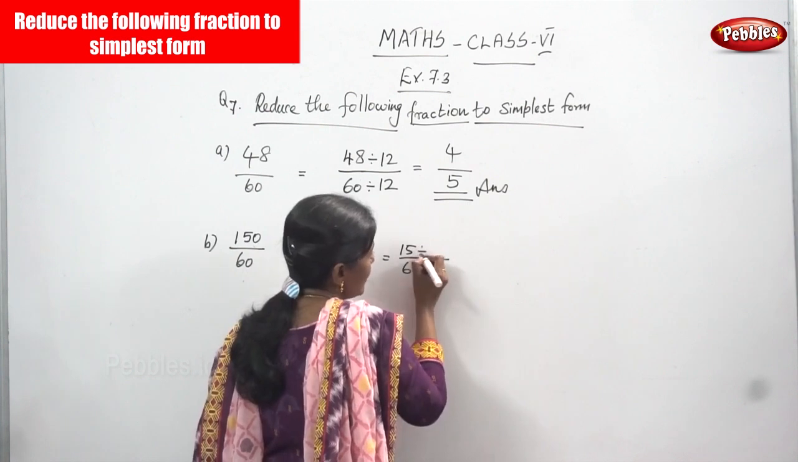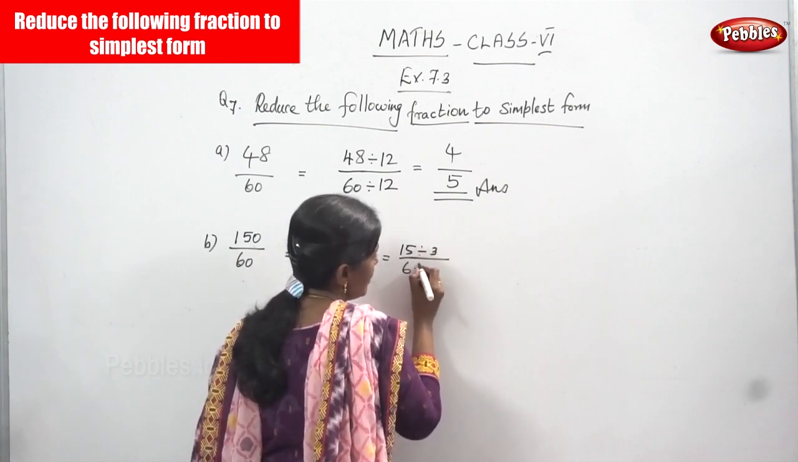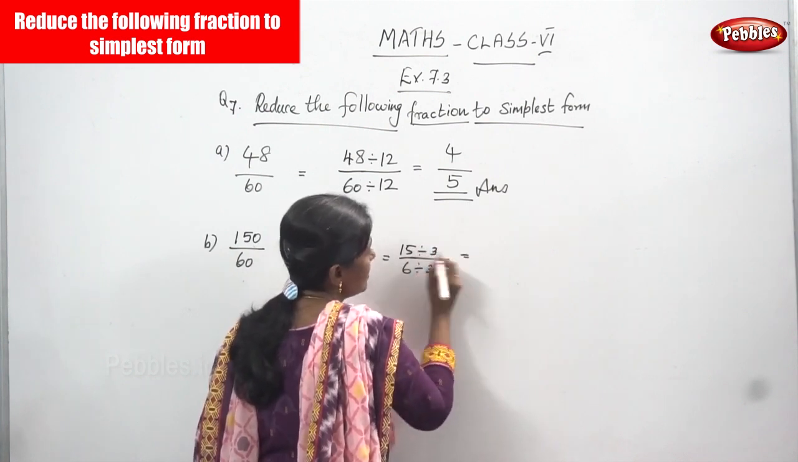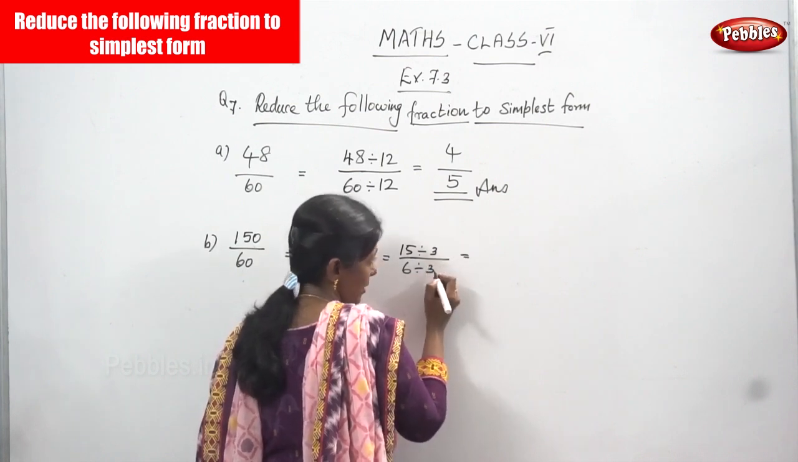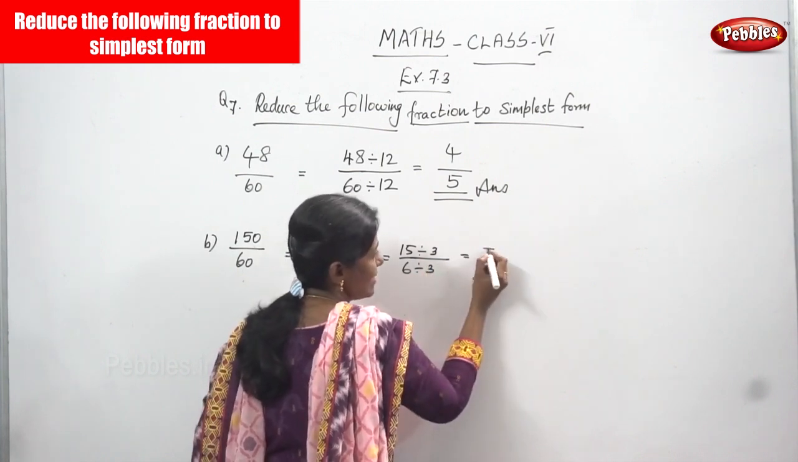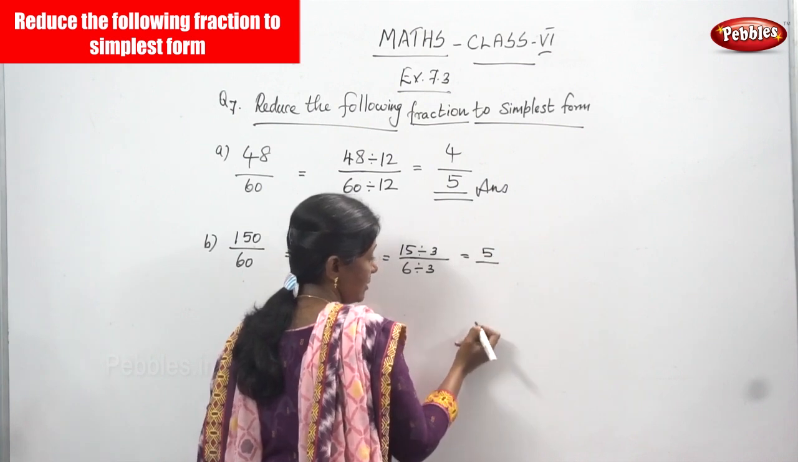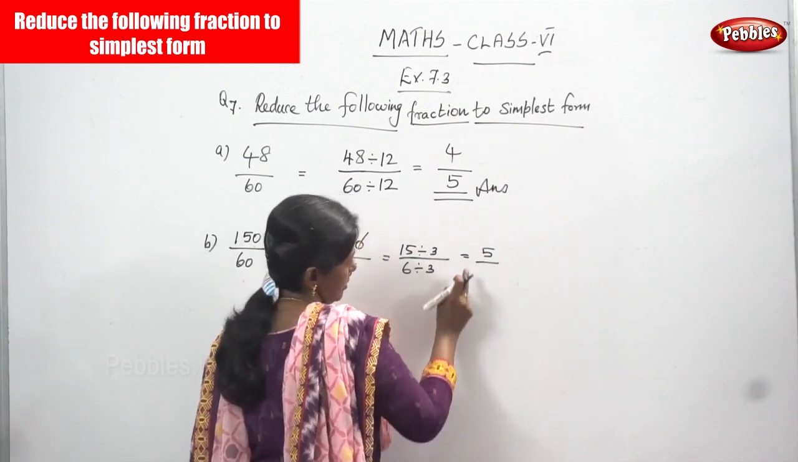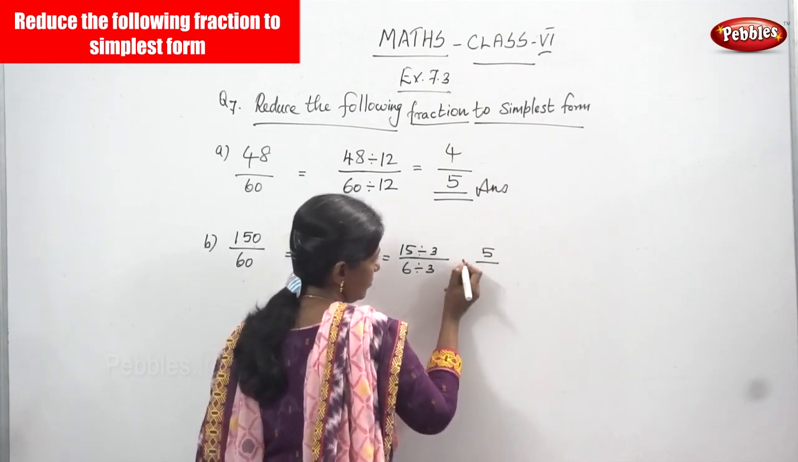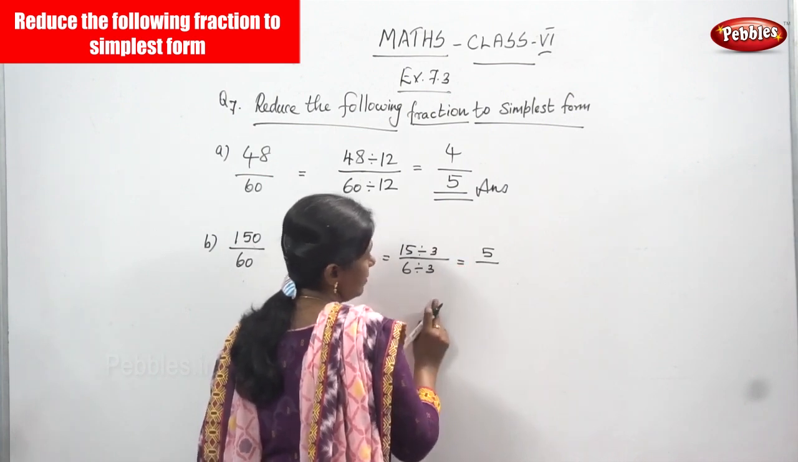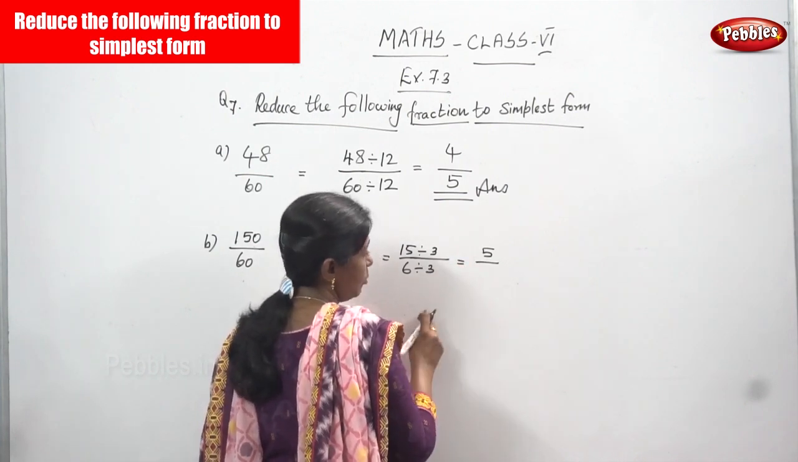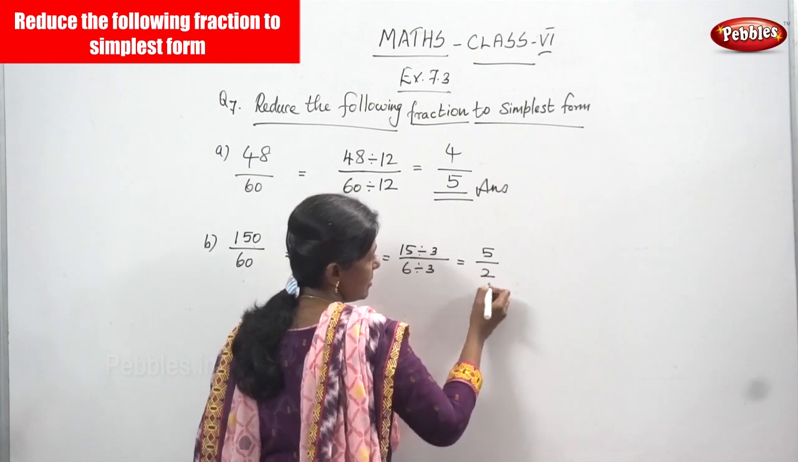So 15 is divided by 3, and 6 is divided by 3. 15 divided by 3 means you must use the 3 table. So 3 5s are 15. Then 6 divided by 3, so again you have to use the 3 table. 1 3 is 3, 2 3s are 6. So the answer is 5 by 2.